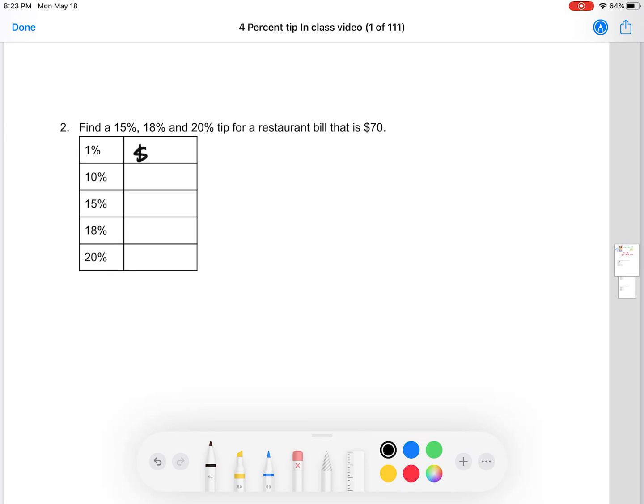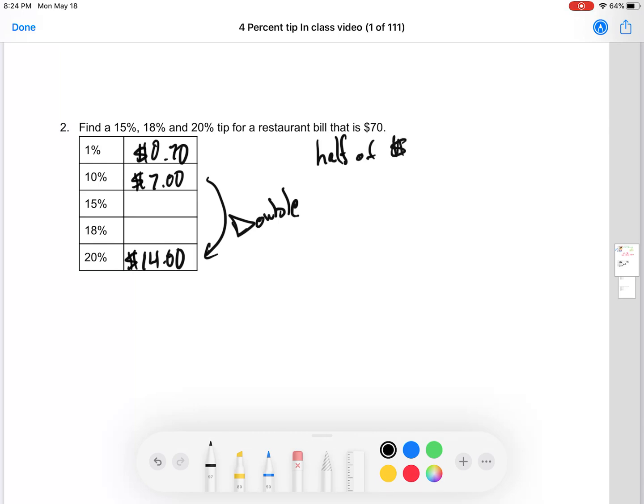1% is 70 cents, sorry. And 10% is $7. Now, what did we do first? It was easy to double, right? We double that and we get $14. To get to 15%, I would cut the 10% in half, right? Half of $7 is $3.50. So I'm going to put that $3.50 and $7 together. There's 7 plus the $3.50 to get what?